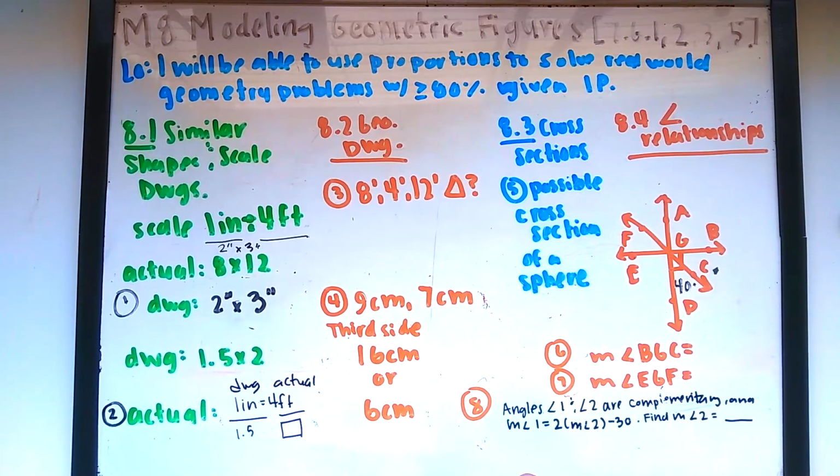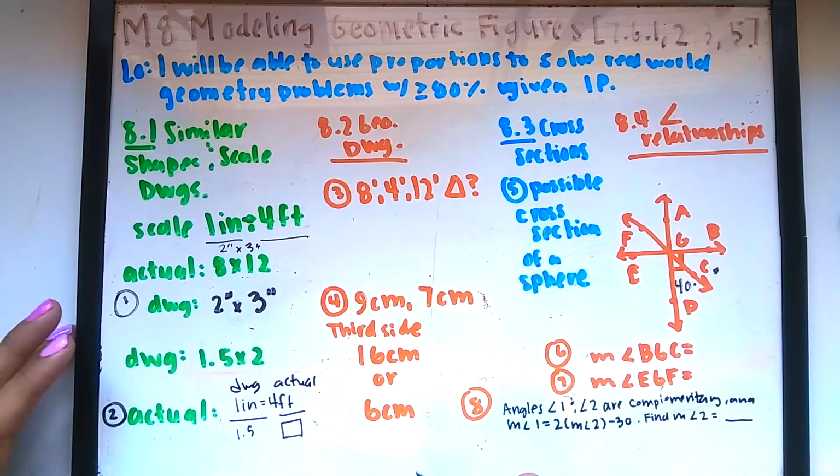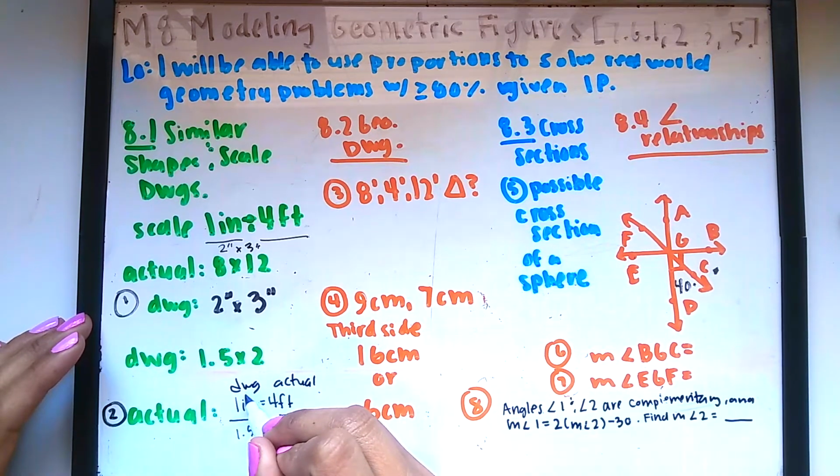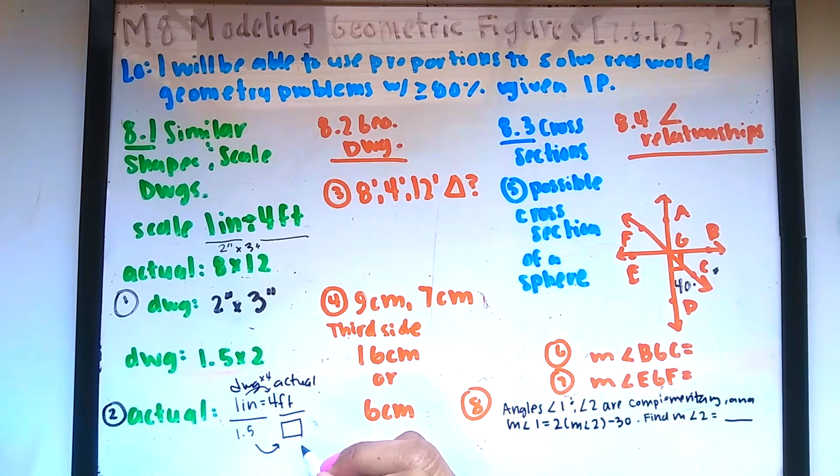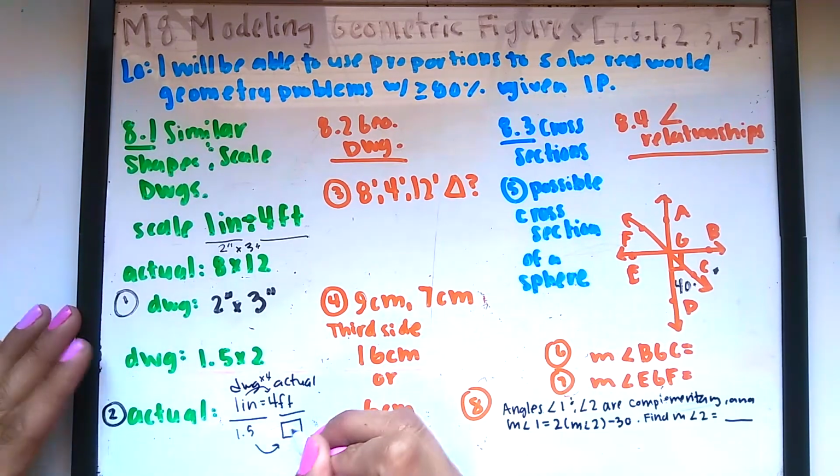This one, again, you can also do multiplication factors. From 1 to 4, I multiply by 4. What you do to top, you do to bottom. So 1.5 times 4 will give me 6. So that will be 6 feet.